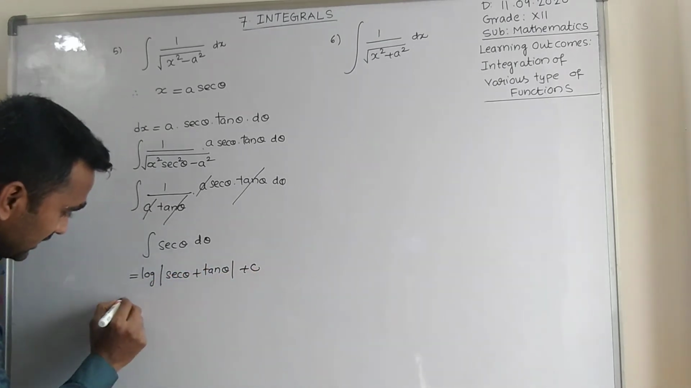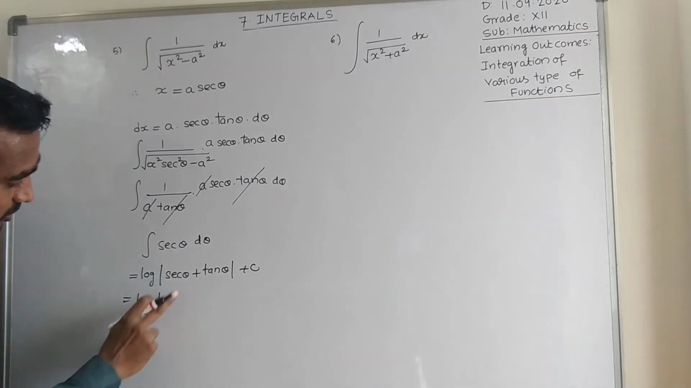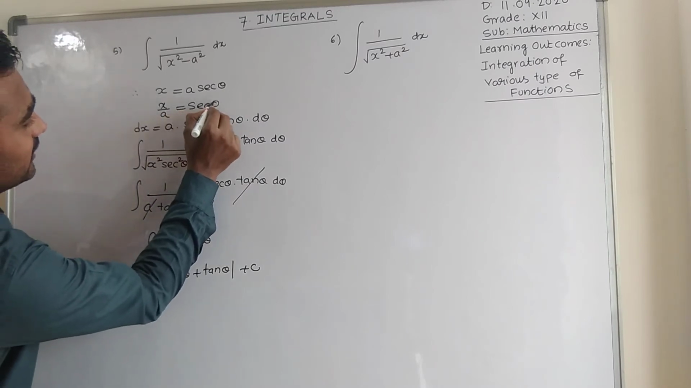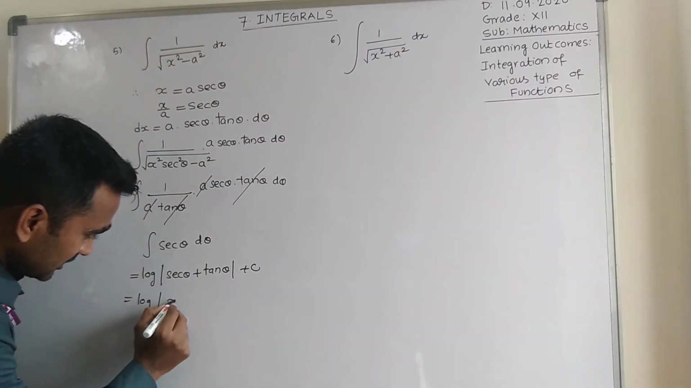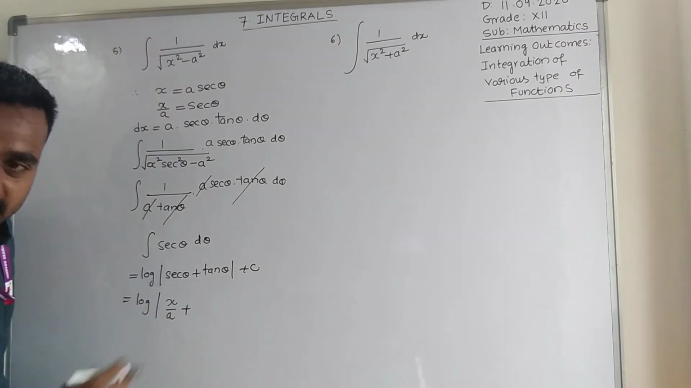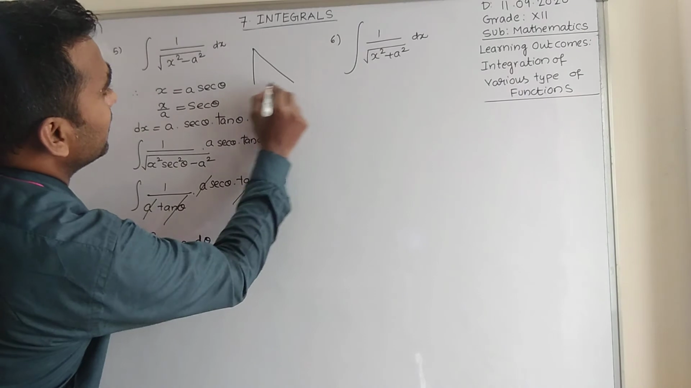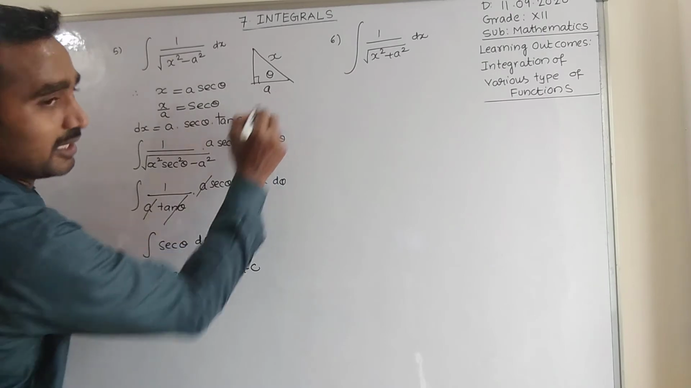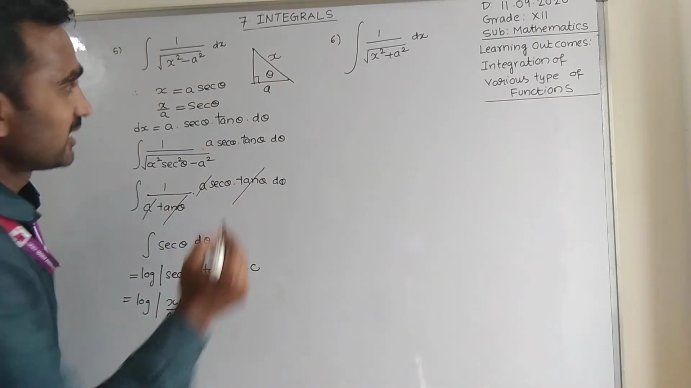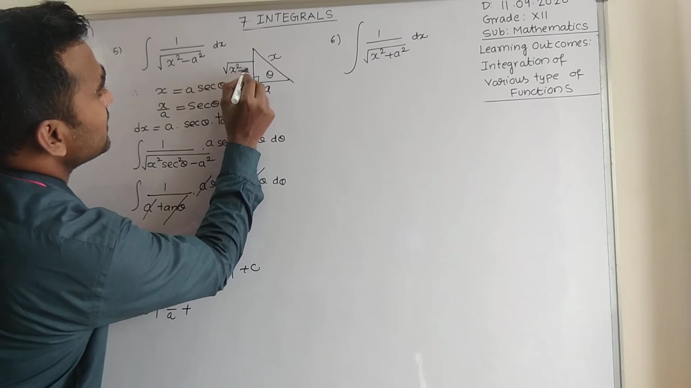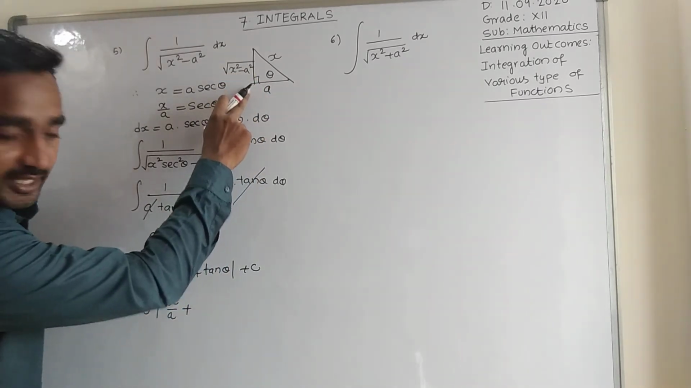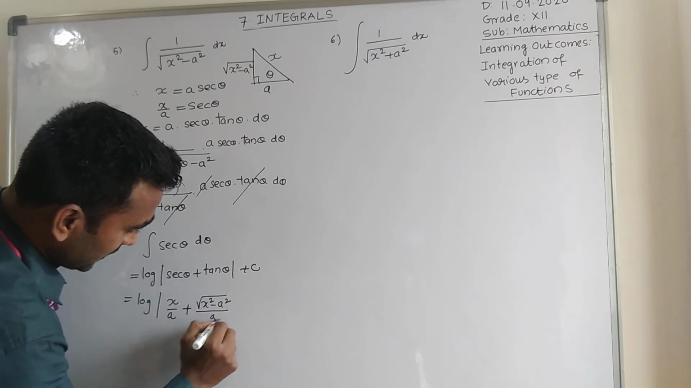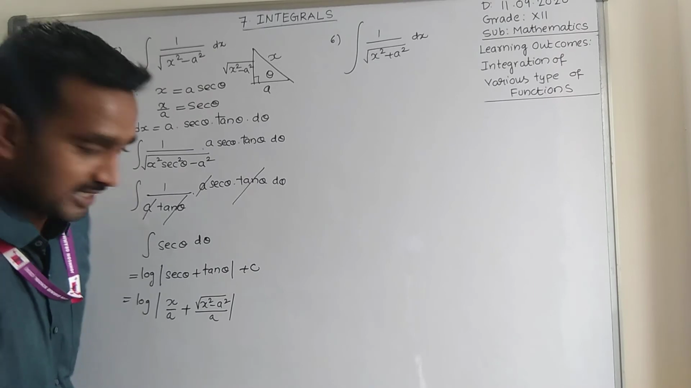Yes, students, now logarithm of sec theta plus tan theta. What is sec theta? See here, x by a is sec theta, plus what is tan theta? From the same right angle triangle with angle theta, sec theta is x by a, and from the third unknown side, by the Pythagoras theorem, it is root over x square minus a square. Now from this diagram, tan theta is equal to root over x square minus a square by a. Students, we will get one more constant here, let it be c1.